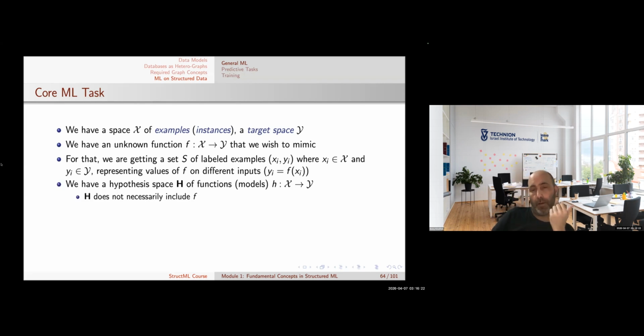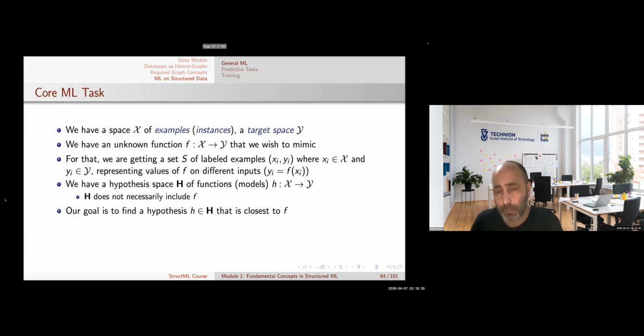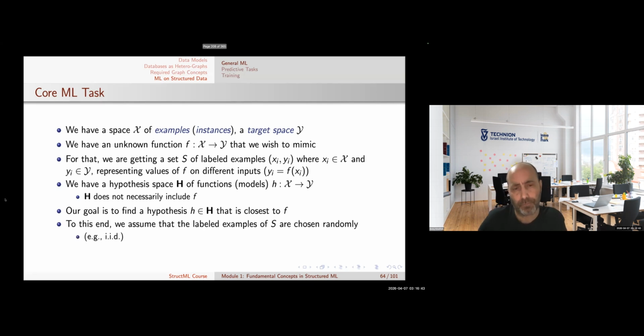Okay, so we also have a space of hypotheses. This is a bold H. Okay, this is the candidate functions that we can choose. It doesn't necessarily include F, but what we want is to find an h that is as close as possible to F. Okay, h that is closest to F. Okay, and for that to make sense, we assume that S is somehow representative of the space of examples. Okay, so S is chosen randomly, say independent and identically distributed choice of examples.